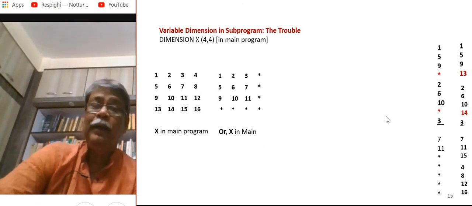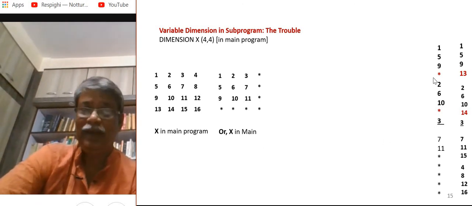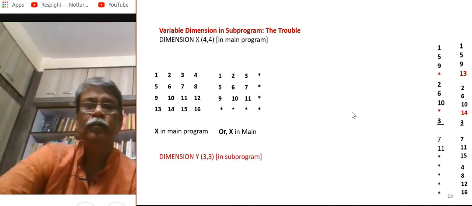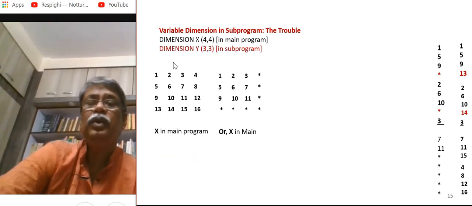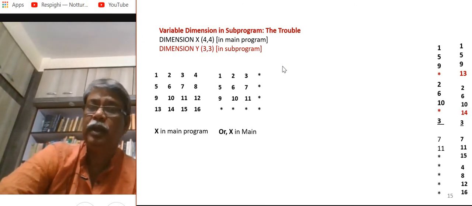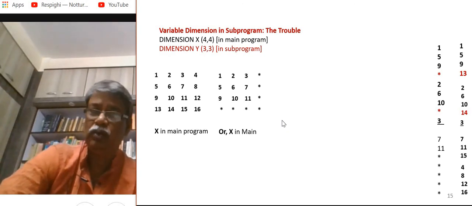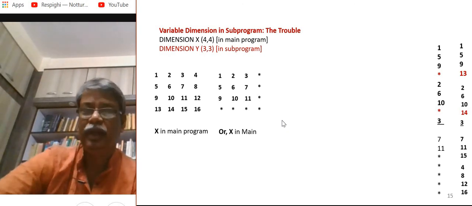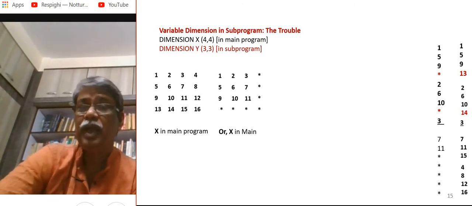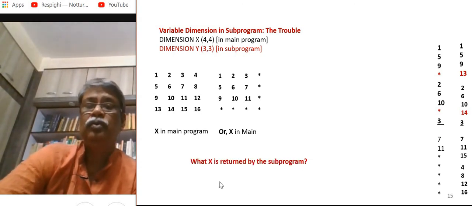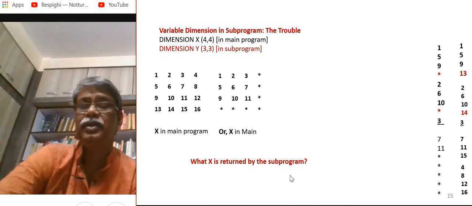Okay, and the stars are dangerous because you are not sure what the star values are, either very high or very low or arbitrarily any value. Now you have declared dimension 3 by 3 in the subprogram. So you are communicating this X matrix to the sub through one-to-one correspondence, maybe in some other name, Y say, but its dimension is declared as 3 by 3. Then what would happen?